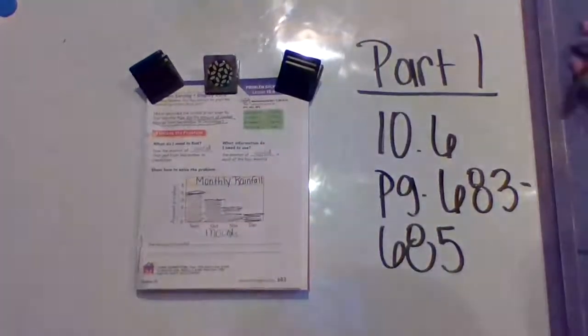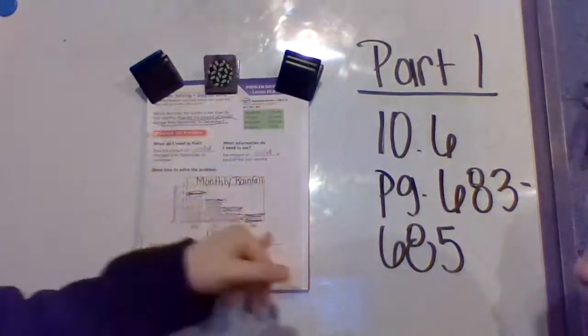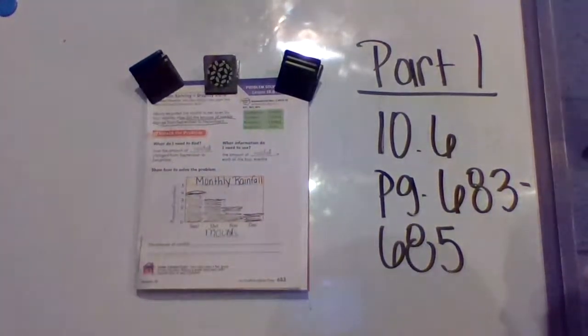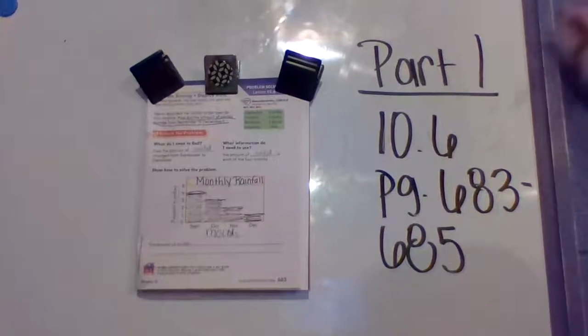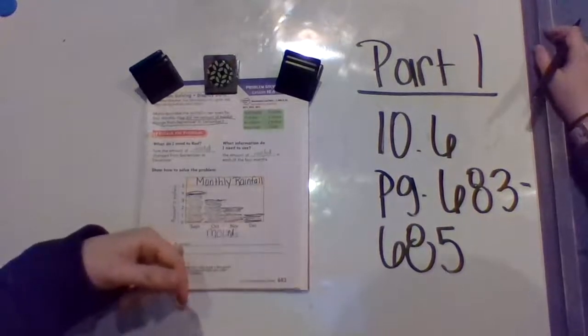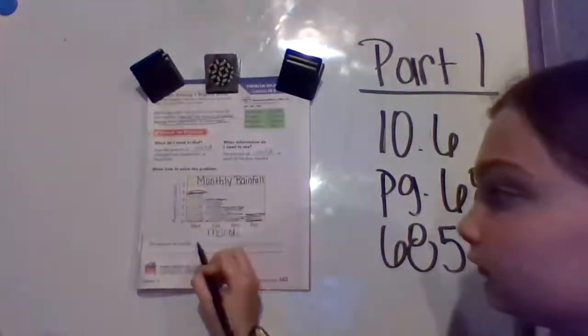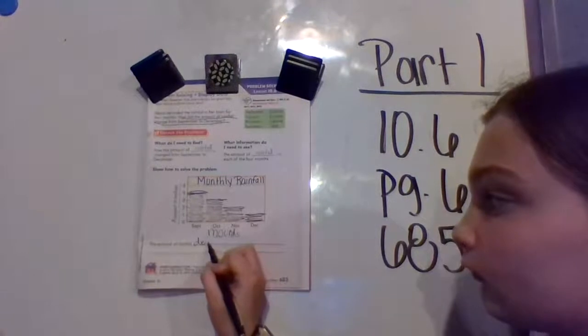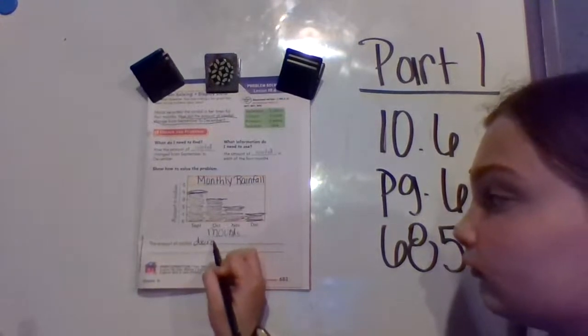So the question was asking, how did the amount of rainfall change from September to December? So what happened each month looking at our graph? Did it go up or did it go down, Riley? It went down. By how many inches each month? 1. So the amount of rainfall decreased, which means to go down. So decreased by 1 each month.